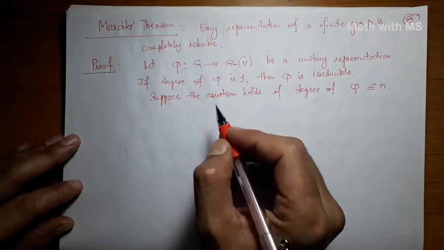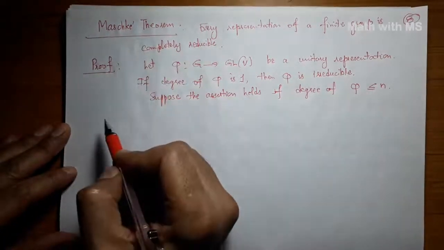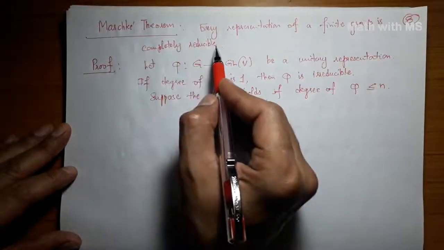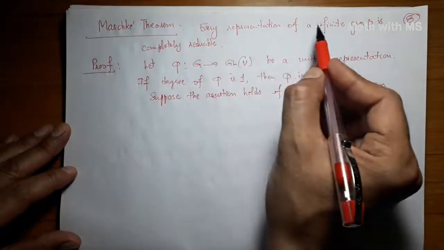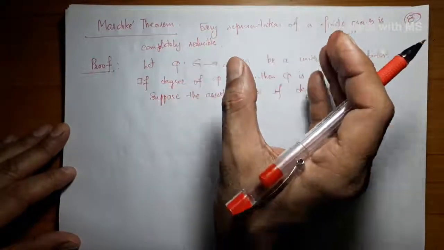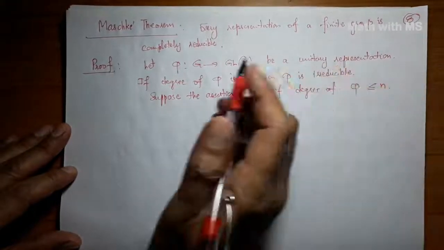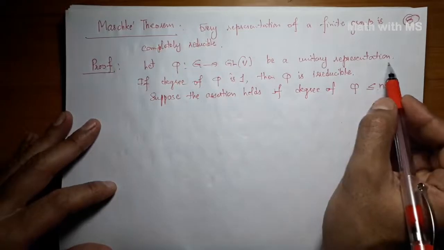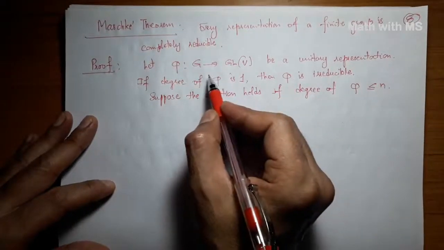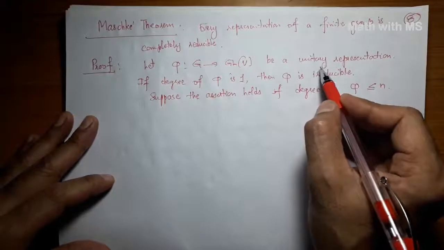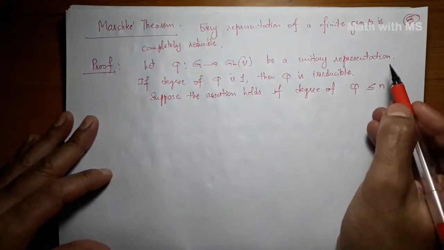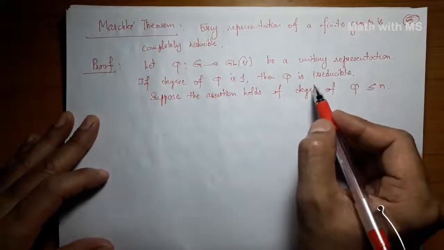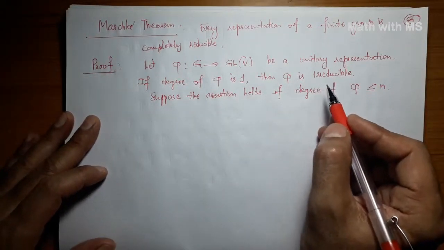As promised, I would like to finish with Maschke's theorem. It's a beautiful theorem and says that every representation of a finite group is completely reducible. That is, given a representation of a finite group, you can write it as a direct sum of irreducible representations. So, proof. Let phi from G to GL(V) be a unitary representation. Without loss of generality, I can always assume that my representation is unitary, since I showed that each representation is equivalent to a unitary representation. So we shall proceed by induction on the degree of the representation.